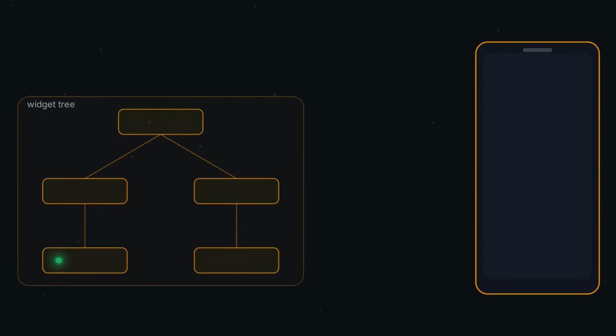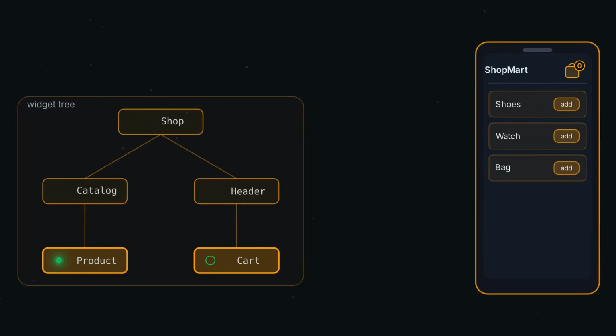In Flutter, everything on screen is a widget in a tree, and data usually starts life inside one widget, a counter inside its screen with setState. That works until two widgets in different places need the same data. Think of a shop app. The product page adds items, the cart icon shows how many, different branches of the tree entirely.